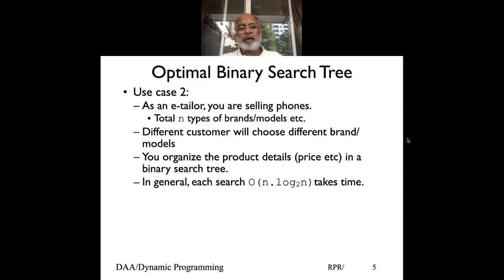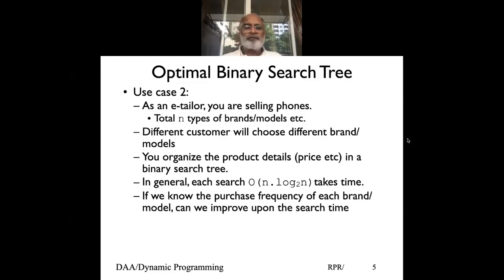If you do a typical organization of all the phones as a binary search tree, on the average, each phone would take log n time, and we end up taking n log n time. But if you know that a certain phone sells much higher, let's say the Samsung Galaxy, we can keep the Samsung Galaxy at the top of the tree and another phone at the bottom of the tree, then my average search time would improve, and that is what we are looking at.